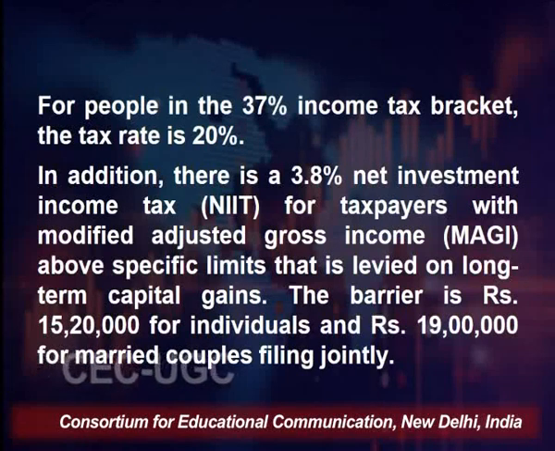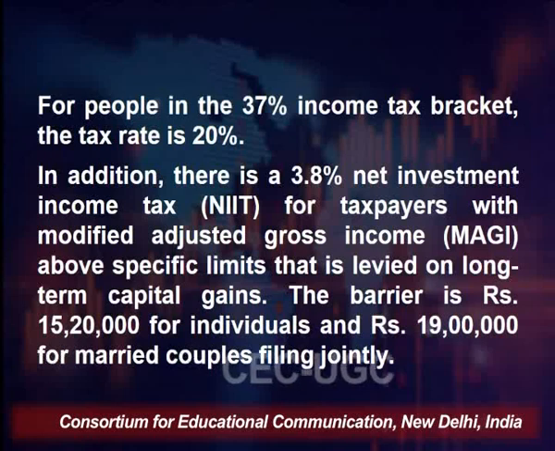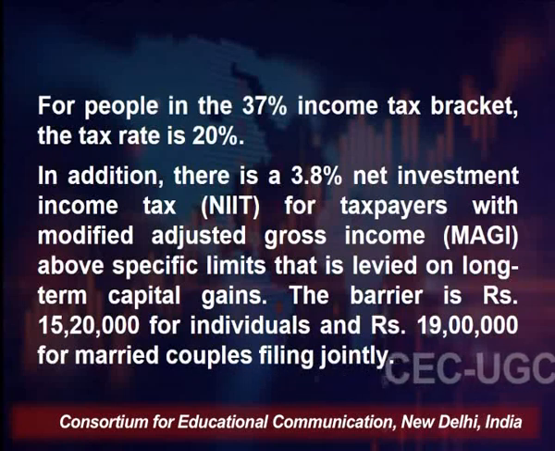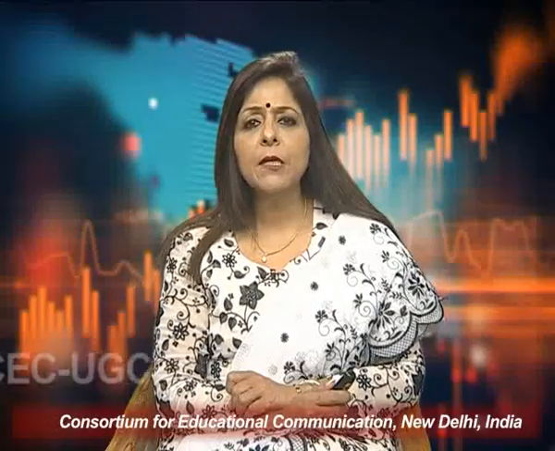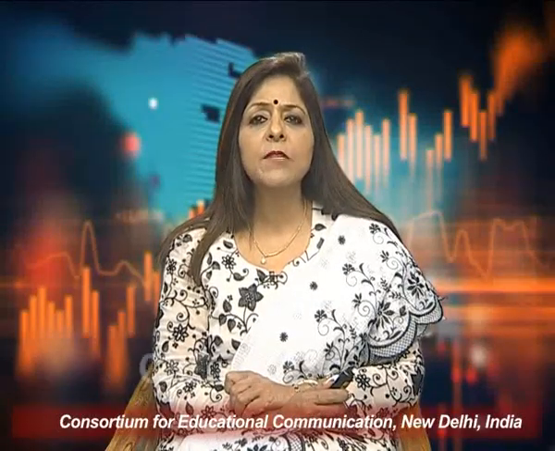The threshold is 15 lakh 20,000 for individuals and 19 lakh for married couples if they are filing jointly. The short-term capital gains, on the other hand, are subjected to taxation at the taxpayer's regular income tax rate, which can range from 10 to 37 percent depending on the taxpayer's income level.